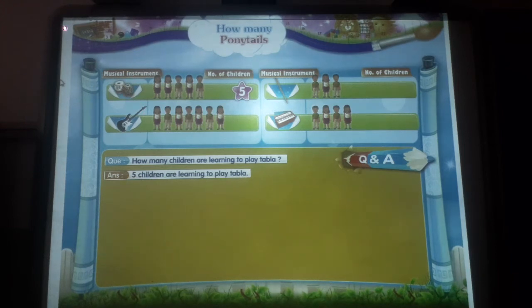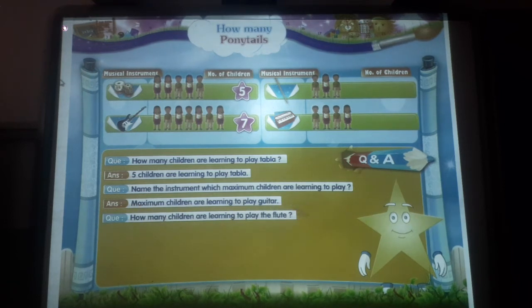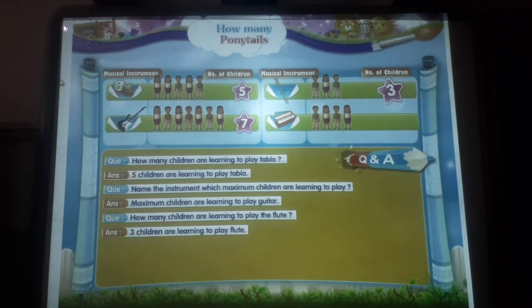Okay, let us frame the next question. Name the instrument which maximum children are learning to play. Looking at the picture, we can say that maximum children are learning to play guitar. Starry, frame another question now. Yes, how many children are learning to play the flute? From the picture, it is clear that 3 children are learning to play flute.